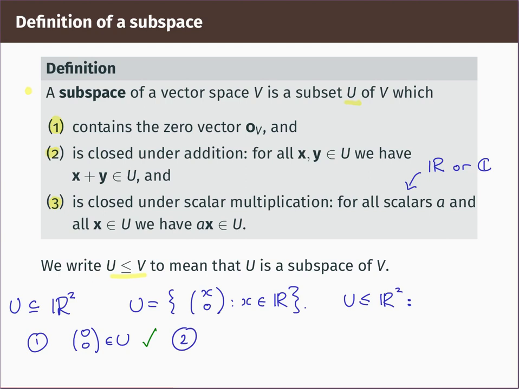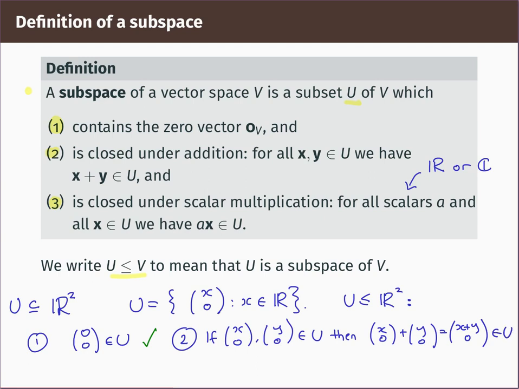Condition 2 is closure under addition. I have to take two elements of U and show that their sum is also in U. So those two elements of U must look like something 0 and something 0. Let's say (x, 0) and (y, 0). Well, if you add them, what you get is the vector (x plus y, 0), which is certainly an element of U. That means the second subspace condition is satisfied.